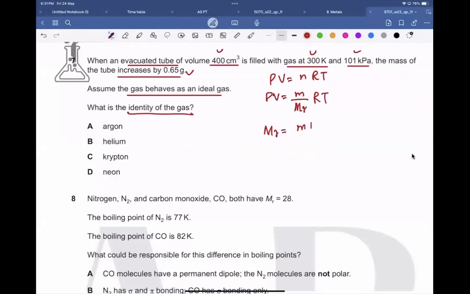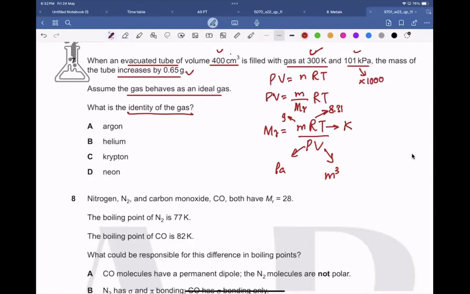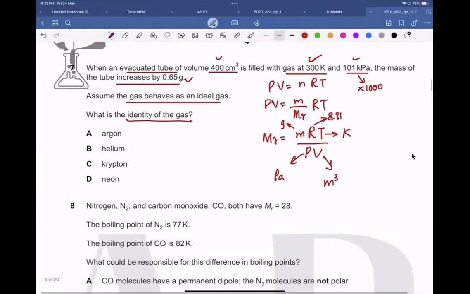So Mr is equals to mRT over PV. Now, you must remember, mass we always take in grams. R is the constant 8.31 joules per Kelvin per mole. Temperature must be taken in Kelvin, pressure must be taken in pascals, and volume must be taken in meter cube. So it is in Kelvin, that's fine. It's in kilopascal, so we have to multiply it with 1000 to turn into pascals. It is in centimeter cube, so I have to divide it by 10 to the power 6 to convert it into meter cube.